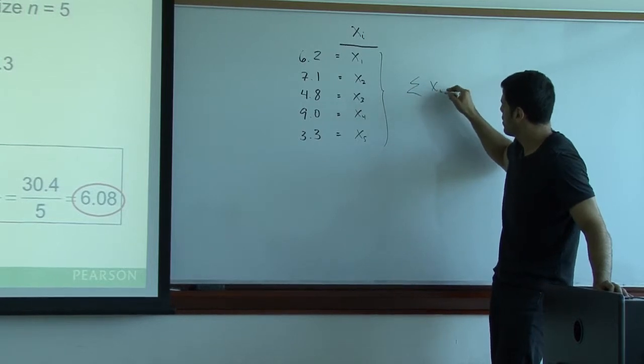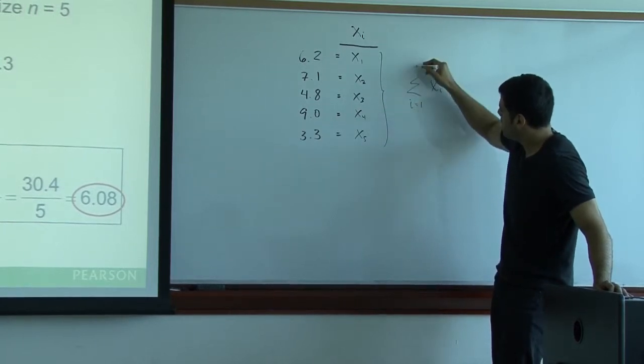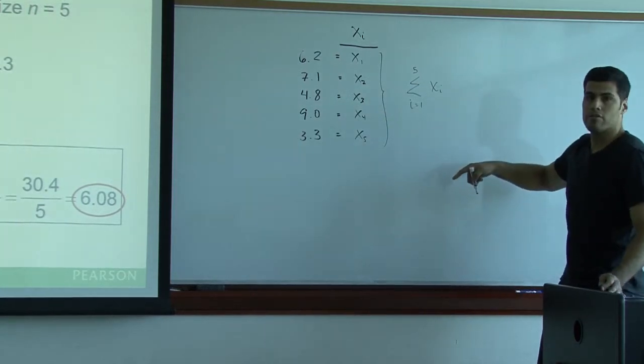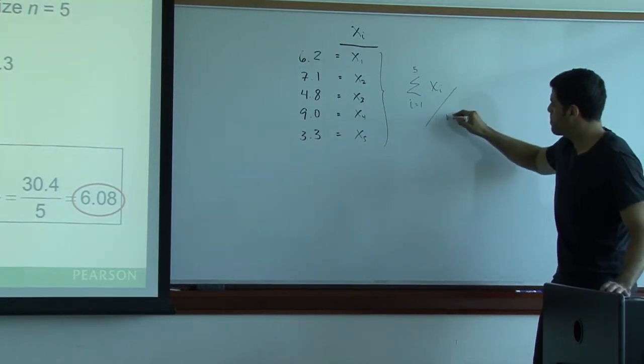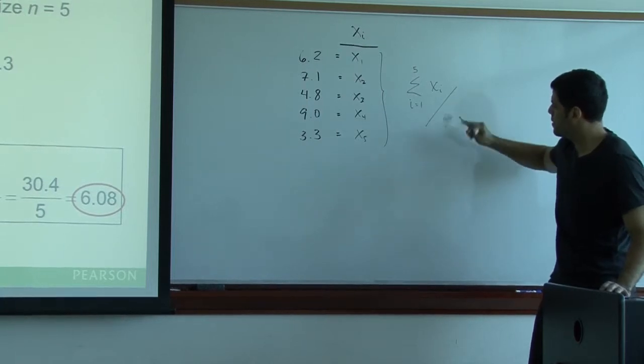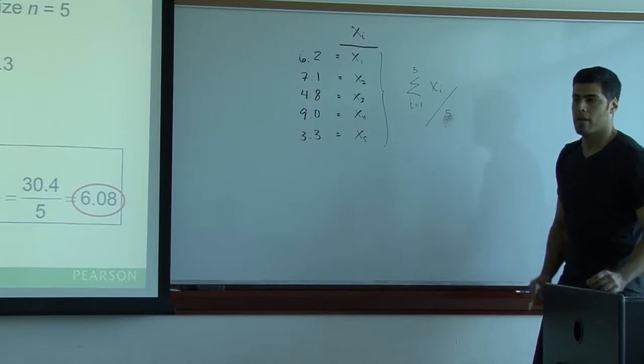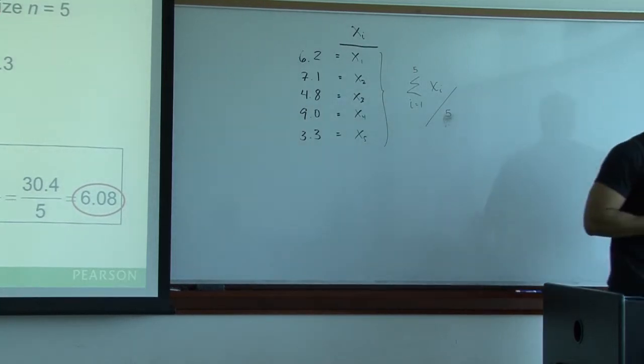Where i starts at 1 and ends at 5 in this case, right? And then once you add them up to get the average, you divide by n, which is 5 in this case. Done. Okay? All right. Now, the average is just 6.08.